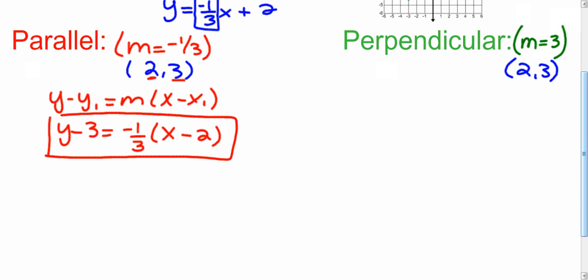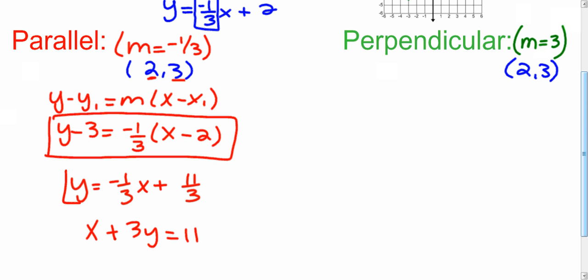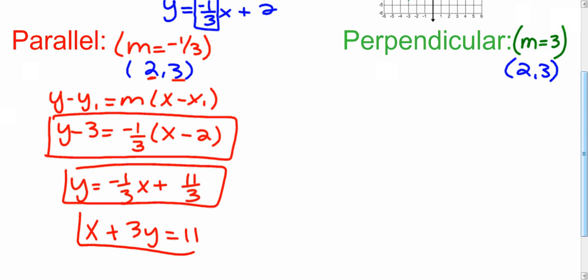I am not going to take the time in this video to show you all of them, but if you want to do them and check your answers, I will tell you what they are. In point slope, it's that. In slope intercept form, it would be this. And in standard form, it would be this. All of those equations are for the line that is parallel to the one I gave you and goes through the point (2, 3).